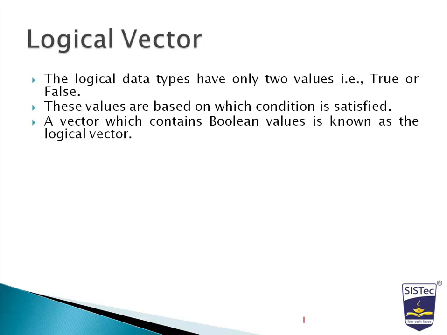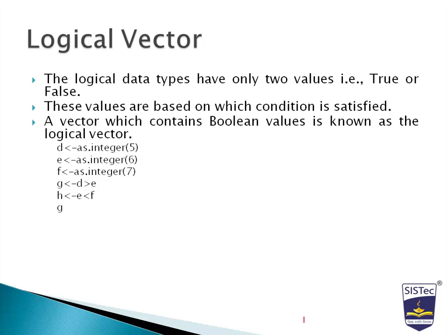Next is logical vector. Basically, logical data types have only two values, either positive, negative, or true or false, or in numerical terms we call them 1 and 0. These values are based on whether the condition is satisfied or not. A vector which contains Boolean values is known as the logical vector. So let's discuss with the program.